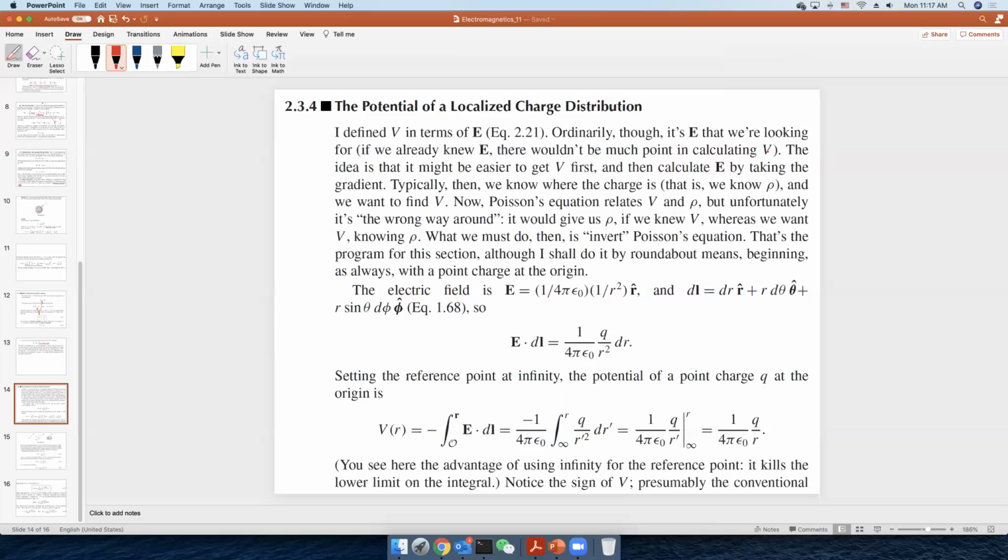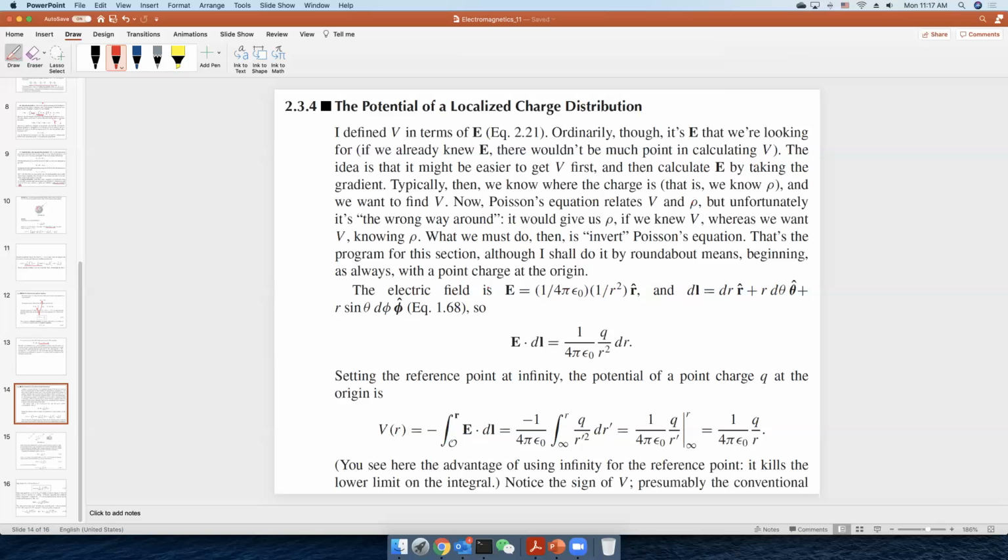Then Poisson's equation relates V and rho. Now let's see how to use Poisson's equation, the relationship between V and rho, to calculate V when you know rho, or calculate the potential when you know the charge distribution. Because if you know the charge distribution, you can calculate the potential, and then you can easily calculate E.